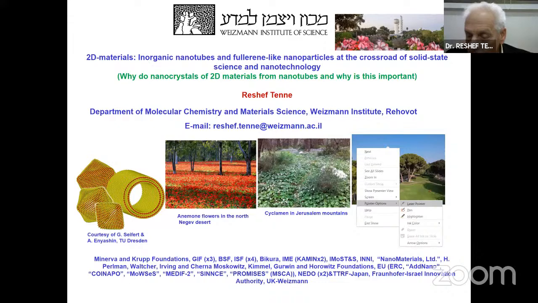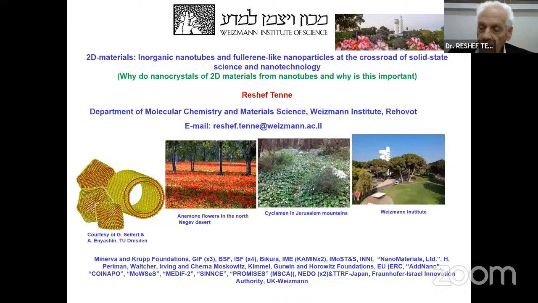Okay, laser. So this is the Weizmann Institute. These are flowers. This is flower season in Israel now, which almost ends. And it is beautiful to go now to the mountains and see the flowers. But that's what we do usually on the weekends. During the week, we work hard to make new nanotubes, as I'll show you in a minute.